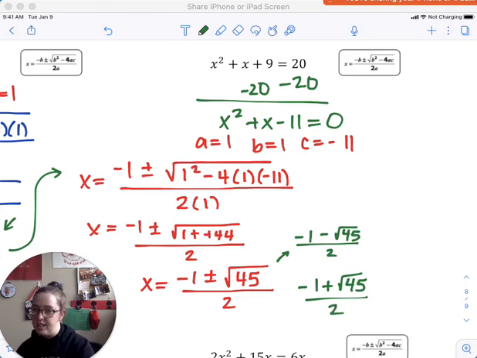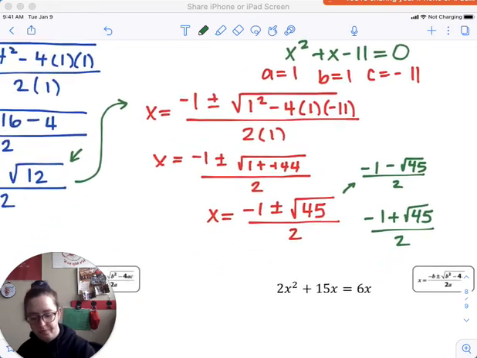Once again, you can simplify those radicals, but I'm not worried about that today. In the future, you would probably put that into your calculator to get a decimal to graph it anyways, so I wouldn't stress about it. Okay.